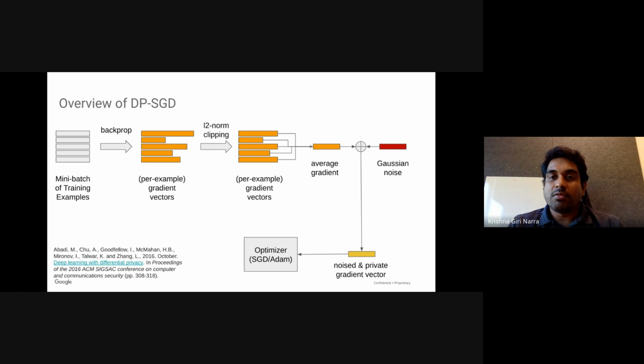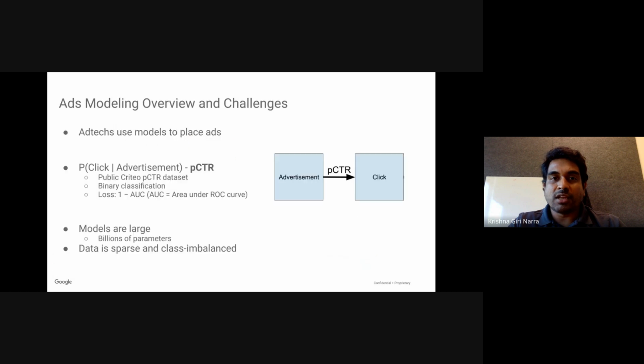So higher privacy budget, which is higher epsilon, indicates lower noise. Lower privacy budget, low epsilon, indicates higher noise. This noised and averaged gradient is passed on to the optimizer. So it was considered that trivially or naively implementing DP-SGD could lead to significant utility losses. Utility here is accuracy losses in ads models because they present a few challenges here.